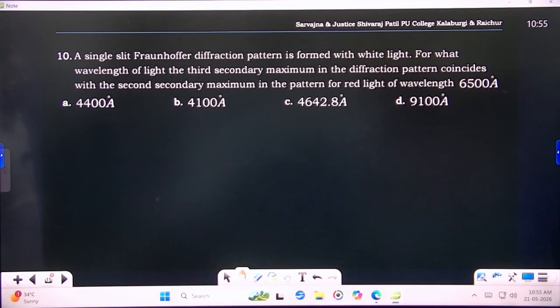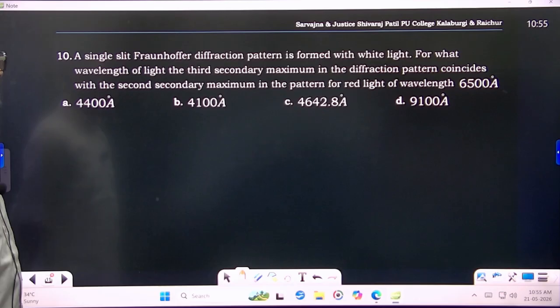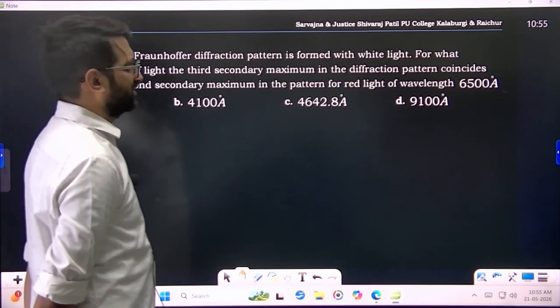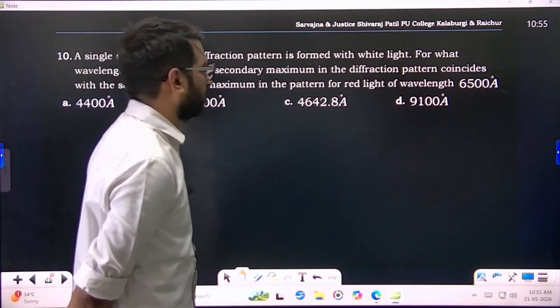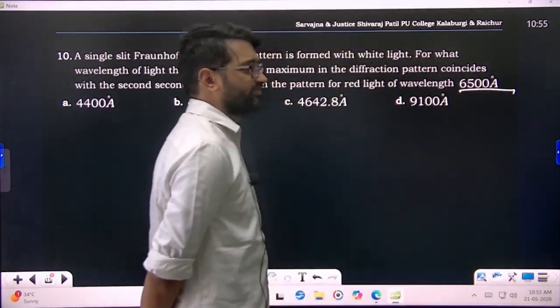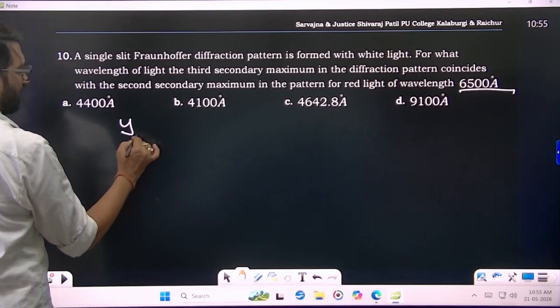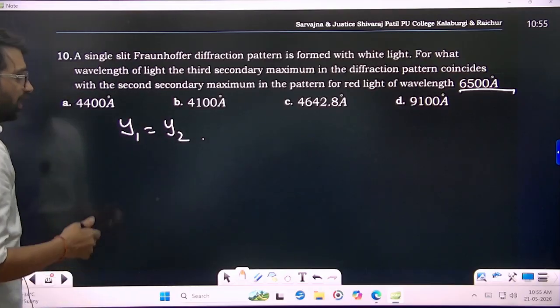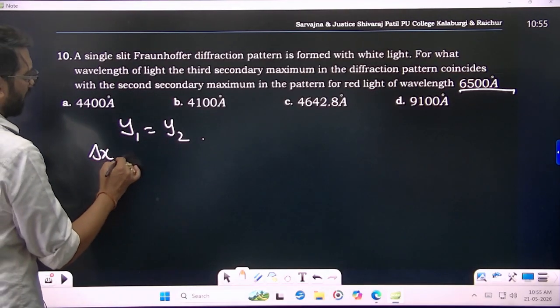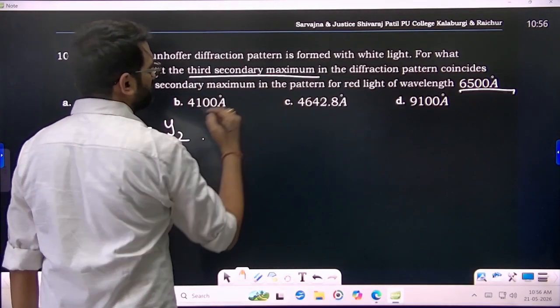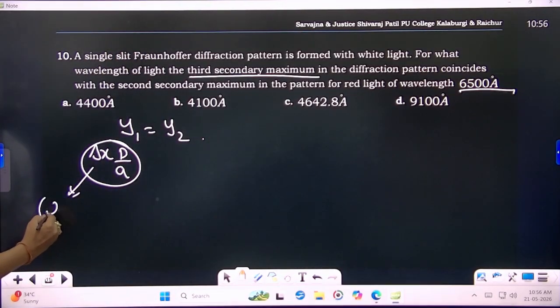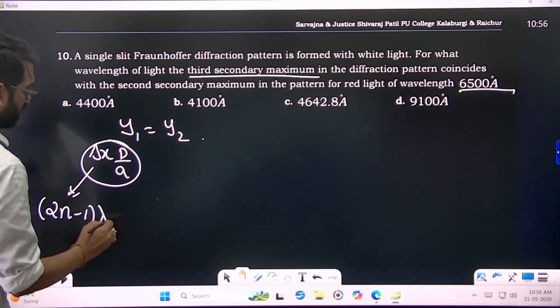Next. A single slit Fraunhofer diffraction pattern is formed with white light. For what wavelength of light does the third secondary maxima in the diffraction pattern coincide with the second secondary maxima in the pattern of red light of wavelength 6500? Again, coincides means y1 is equal to y2, and as y is delta x into capital D divided by A. So now let us see what is delta x in the first case. Delta x in the first case is the third secondary maxima, and the condition for maxima is 2n minus 1 into lambda by 2.